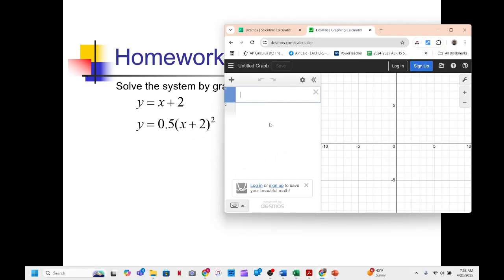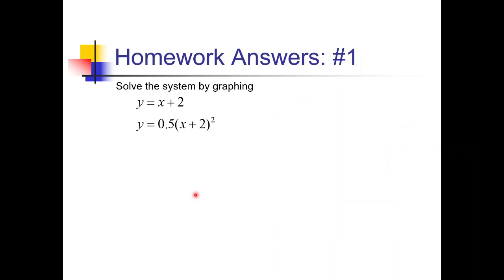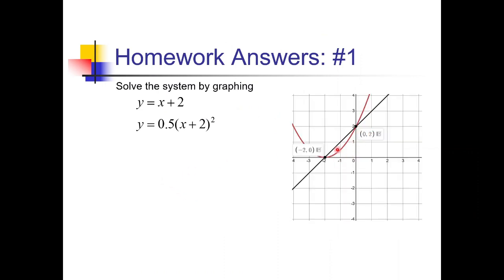So here we are on Desmos, and we've got y equals x plus 2. There's a line. And we also have y equals 0.5 times (x plus 2) squared. That's going to be a parabola. There it is. And we see there's two spots right here at negative 2, 0 and 0, 2, which I will just put here so we can see it. So those two spots, negative 2, 0 and 0, 2, are our solutions for this one.